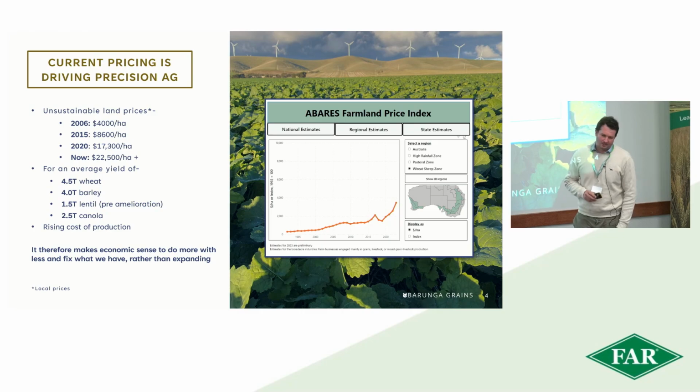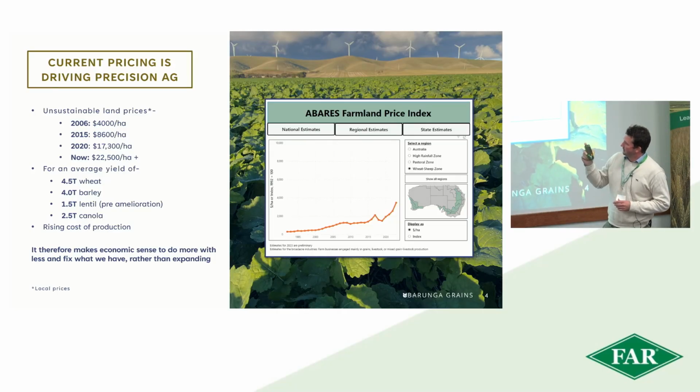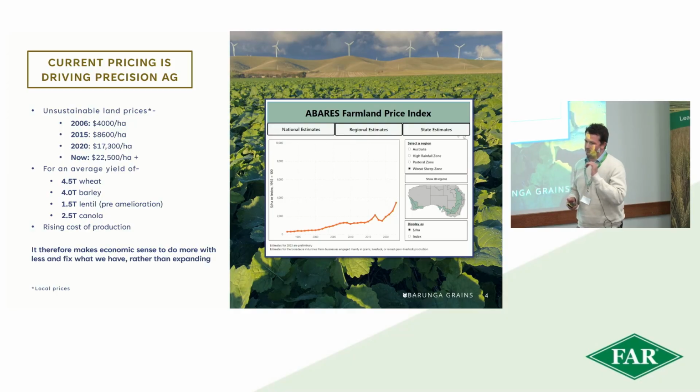So what's driving our desire for adopting some precision ag and improving our profitability? This is land prices in Australia, and these are my local land prices. So 2006, $4,000 a hectare. It used to always double every 10 years. So after 10 years, it doubled. The next 5 years, it doubled. And now it's pretty well plateaued.